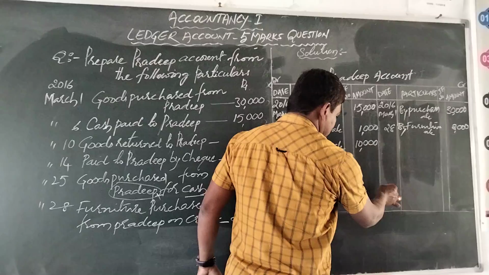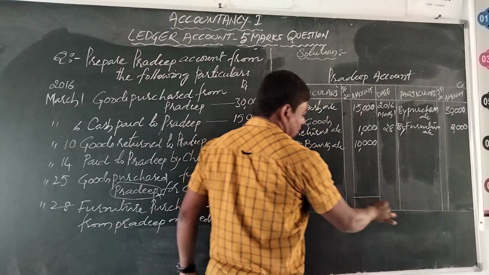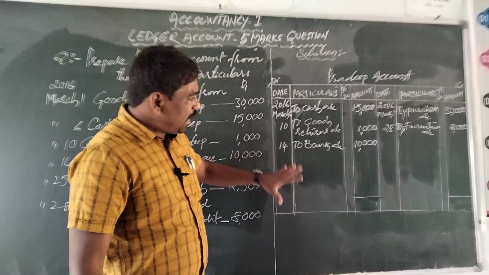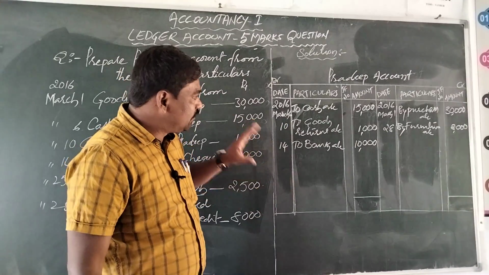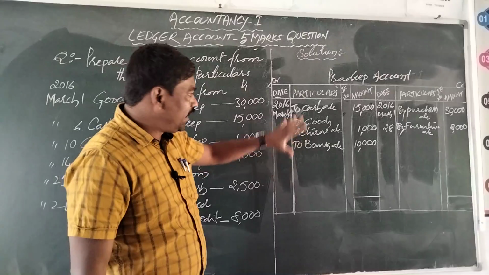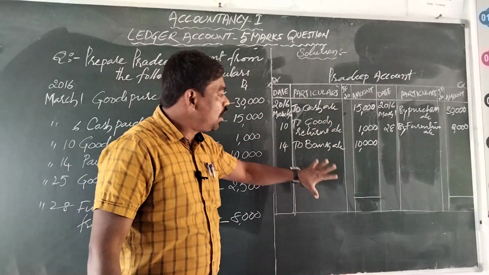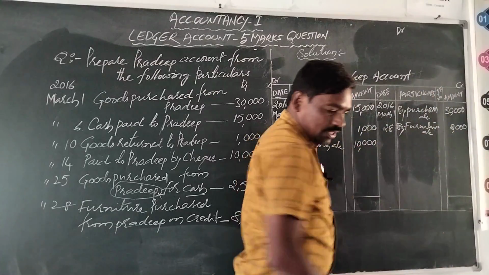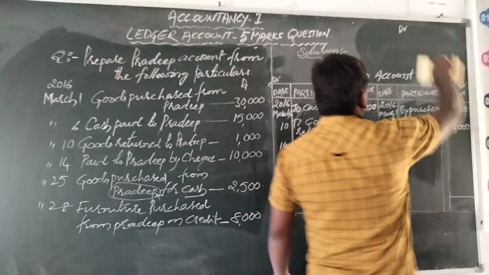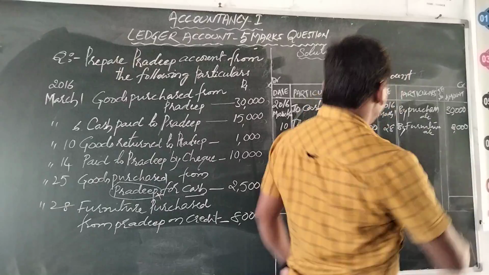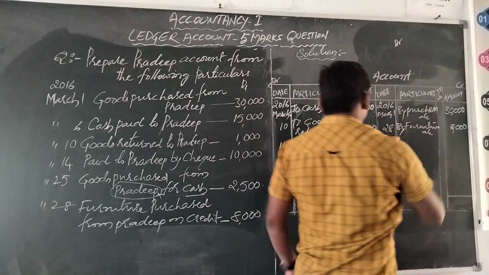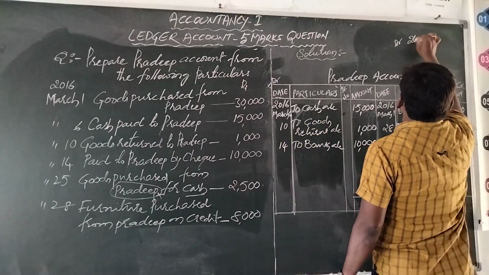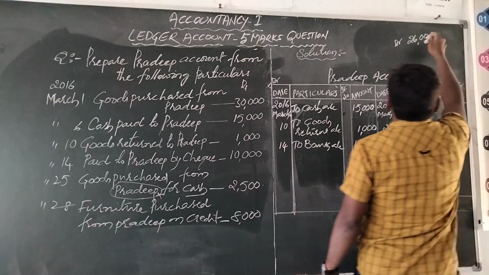So the procedure, you have to see how we are going to balance the account. For balancing the account, in the working note you need to calculate the debit total amount, as well as the credit total amount. First you calculate the debit total amount. Okay students, debit total amount, that is 26,000. You calculate the total amount in the working notes.